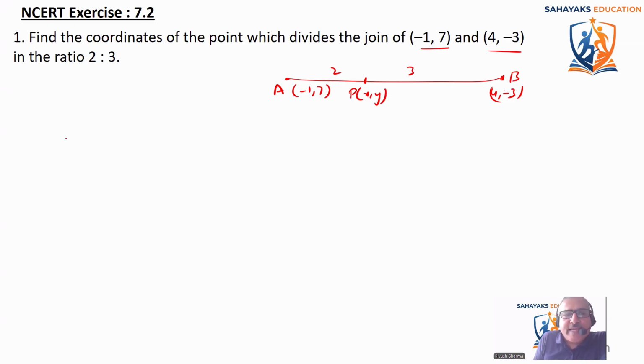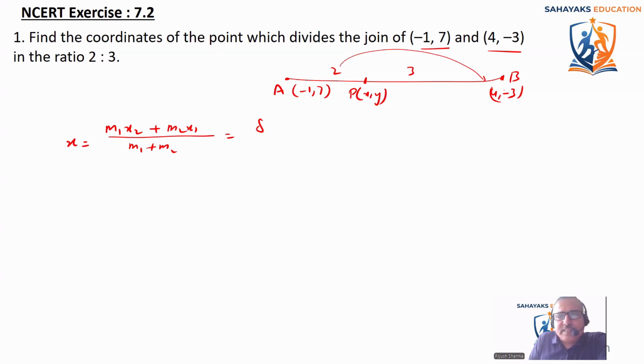Now, how to find the value of x here? So using the same formula, x is equal to m1 x2 plus m2 x1 divided by m1 plus m2. So let's put the values here. So it is 2 into 4, 2 into 4 is 8, plus 3 into minus 1 is minus 3, divided by m1 plus m2, 2 plus 3, which is 5. So it comes out to be 5 divided by 5, that is equal to 1. So value of x comes out to be 1.